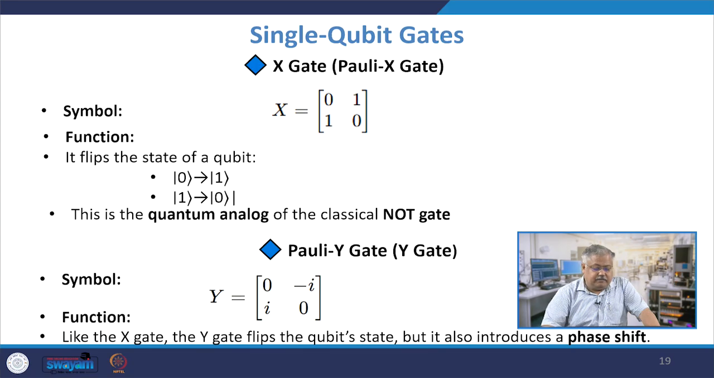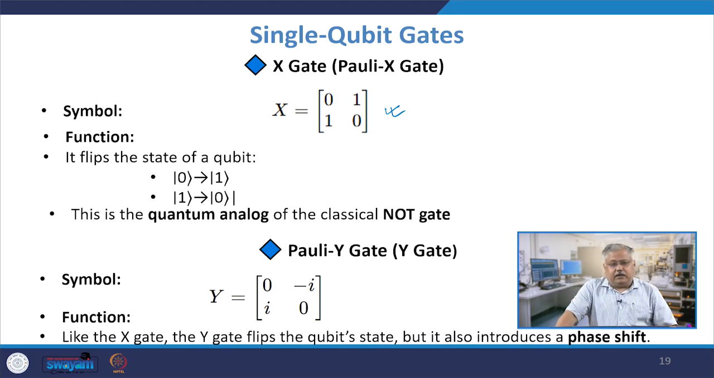The symbol is given by this, and the functionality primarily of the Pauli X gate is that it flips 0 to 1 and 1 to 0, and it is a complement. The analog of the Pauli X gate in digital logic is basically the NOT gate, right. Now, what does the Pauli Y gate do?